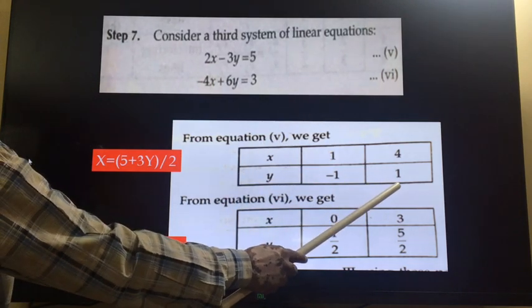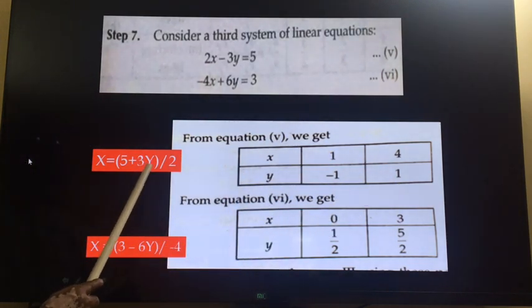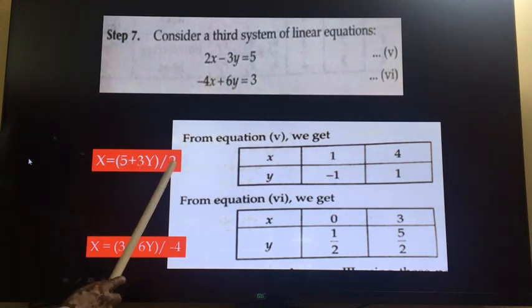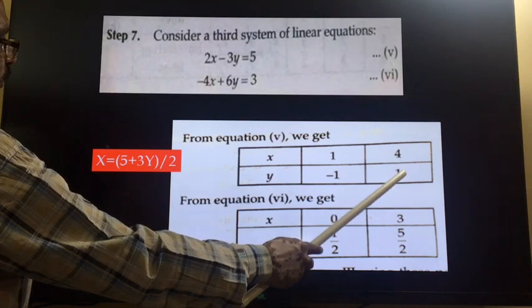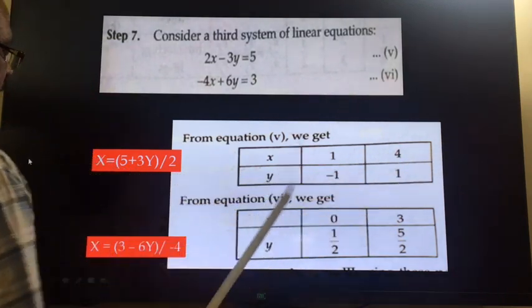Then put y is equal to 1. So 3 into 1 is 3. So 5 plus 3 is 8. 8 divided by 2 is 4. So we got this point. Similarly we can find one more point.